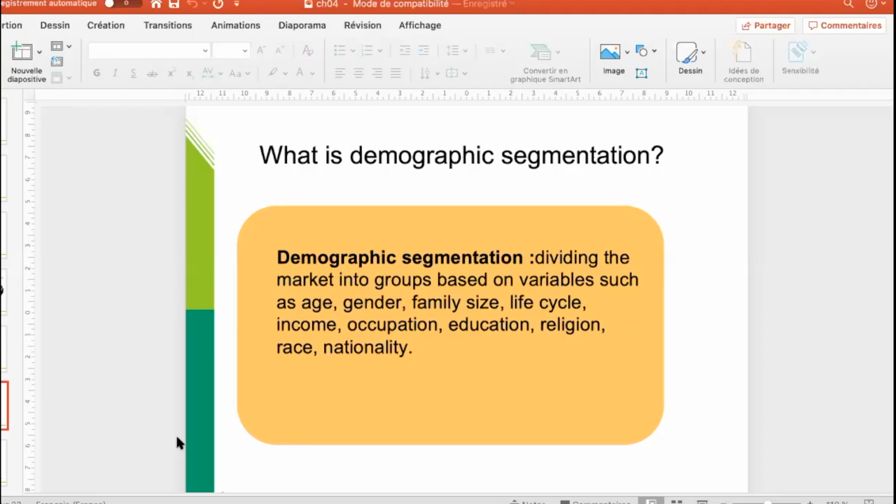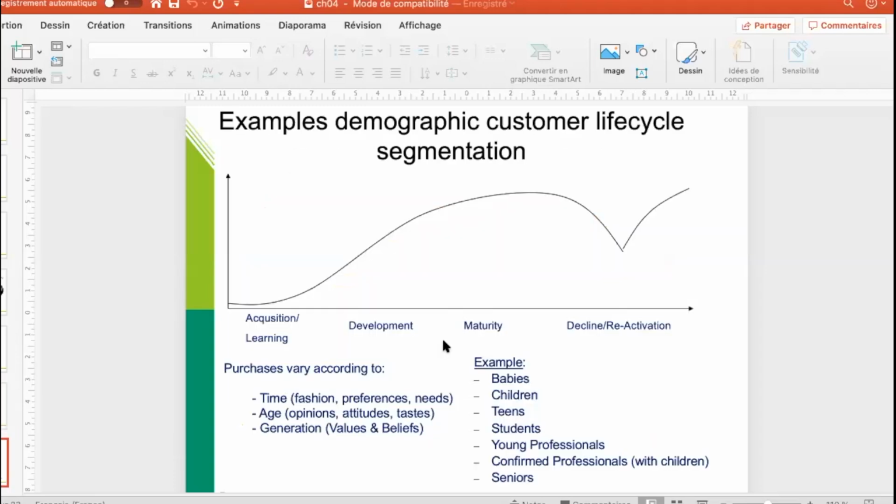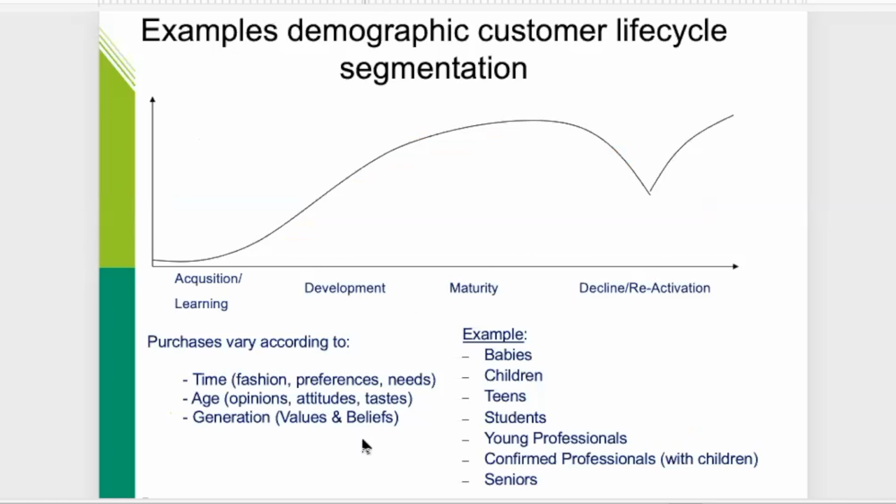Life cycle means, for example, students, young professionals, confirmed professionals, seniors, teachers, children, babies, toddlers would be examples of life cycles. This is an example about the customer life cycle, as I just stated. So it's according to the time. Customers might also be segmented according to life cycles such as acquisition, development, maturity, decline, or reactivation. So you see here clearly like a product life cycle.